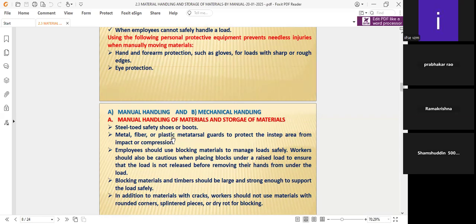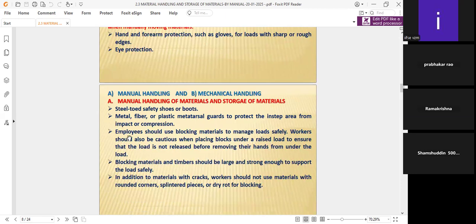Where material handling with compression is there, we have to see that shoes are taken care of. Employees should follow the safety issues as recommended by the organization or the safety experts. Employees should use blocking materials to manage loads safely, and workers should also be cautious when placing blocks under a raised load, and ensure that the load is not released before removing their hands and body.